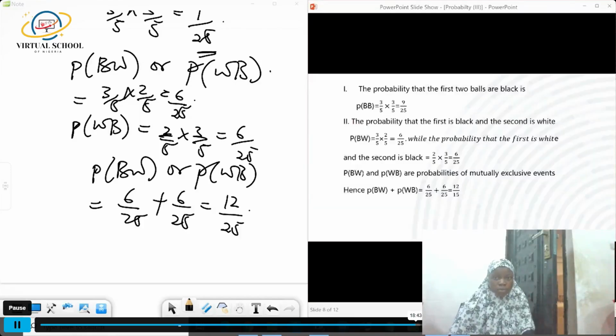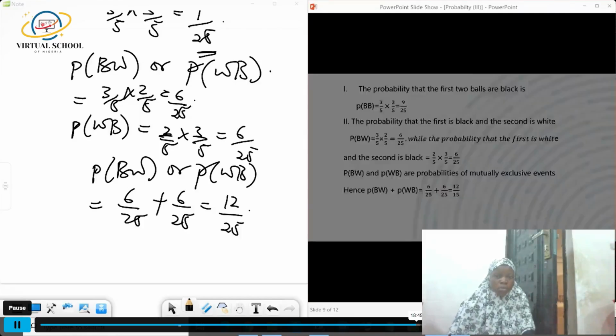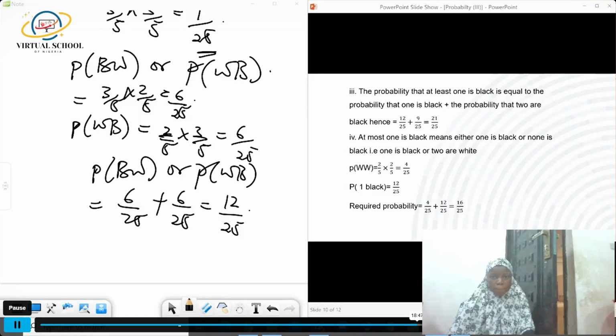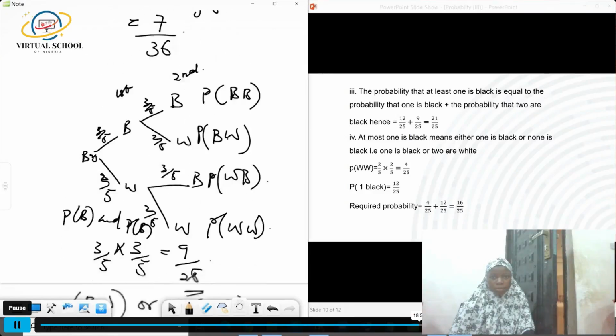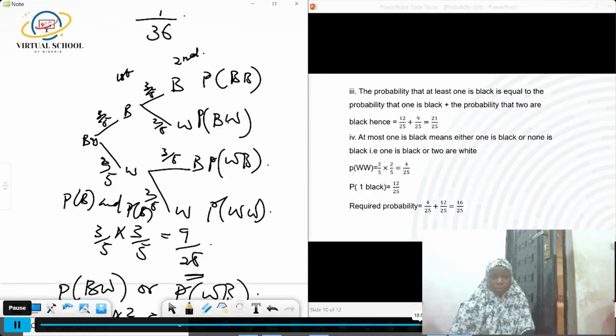Now the next one says at least one is black. At least one is black. Now we go down to our tree diagram. At least one is black. Now from the tree diagram, at least one is black. It's either black-black or black-white or white-black, not white-white. At least one is black. So black must appear in anyone, either one.